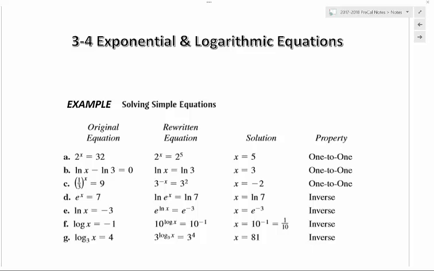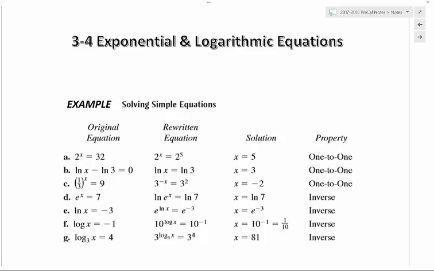Inverse function, the natural or e to the x power equals 7. If I take the natural log of both sides, then it causes the e to the x to go away to just become x. So I get x equals the natural log of 7.